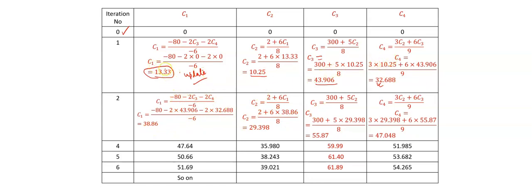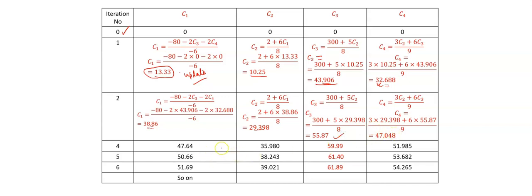So in the next iteration C1 will be 33.33. Again C1 is equal to minus 80 minus 2C3 minus 2C4, so C3 and C4 will be these values, right? Using that we again get C1. Now using that updated C1 value, we plug it into the equation, so in the second iteration we get C2 as 29.3. Similarly we use the updated values and we get C3 and C4.